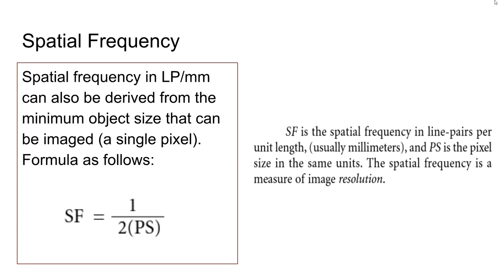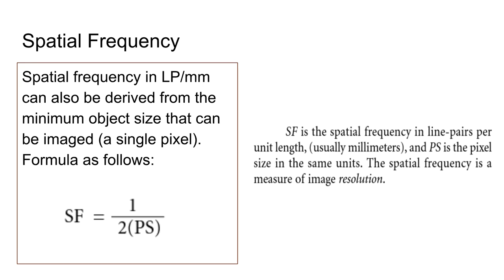So spatial frequency, we touched upon this last week. The spatial frequency, which will be given in line pairs, can also be figured out if you divide the pixel size, multiplied by 2 first. So multiply the pixel size by 2, divide it into 1, that gives us our spatial frequency.